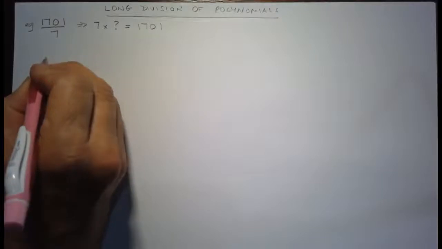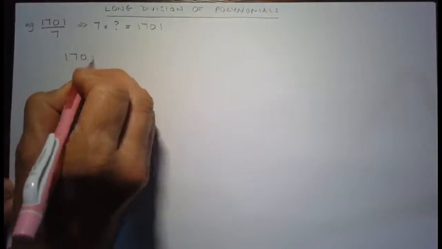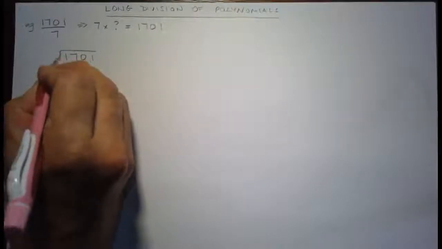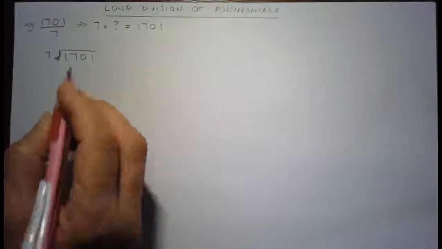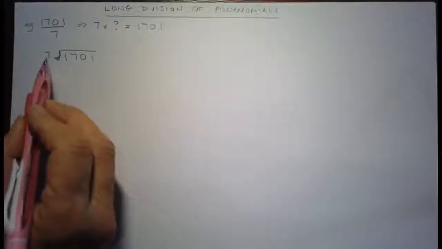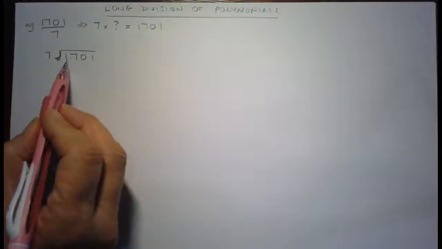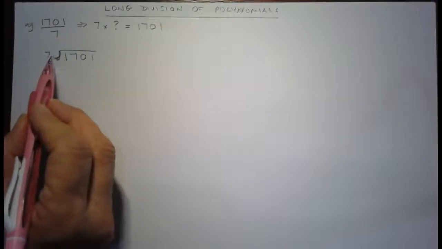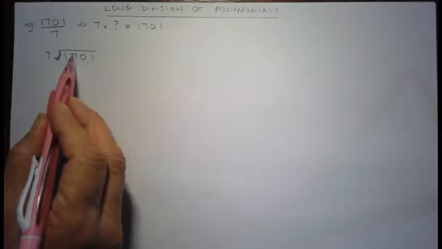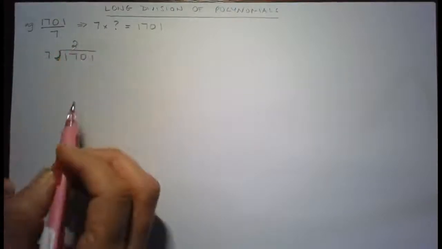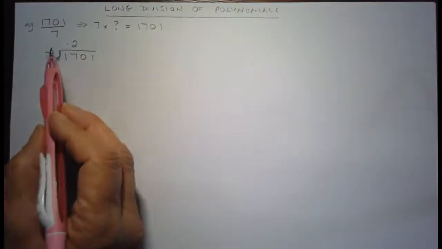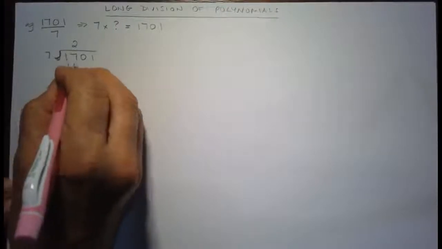Let me set it up like this. 1,701 divided by 7. First of all, I'm going to look at how many lots of 7 will go into 1 or 9. So how many lots of 7 will go into 17? So that's 2. Okay, and 2 times 7 is 14. I'm just going to write that here.